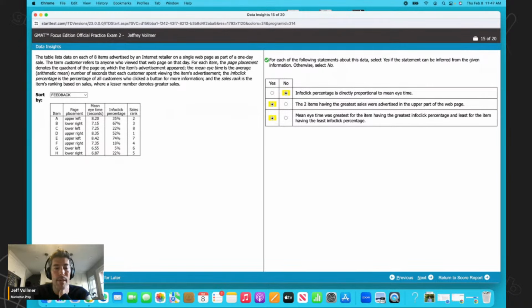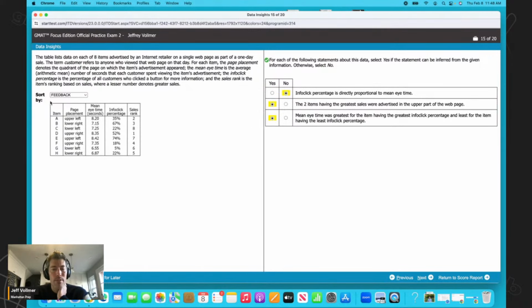Yeah, what can be inferred based on this, right? So we have 8 different types of advertisements. Where are they placed on the page? How long? Or I guess there's eye tracking software. It's like the GMAT Online. They track your eye movement. Where are you looking? How long? What percentage of people make a click? And then what's the rank in sales? They don't actually talk about sales rank in the questions, but they could have.